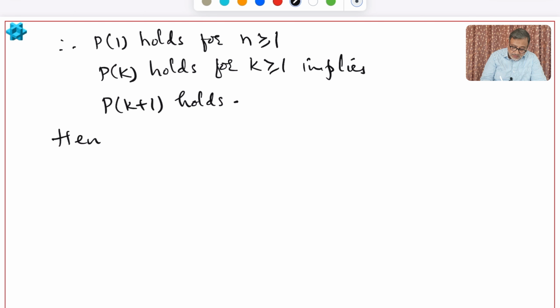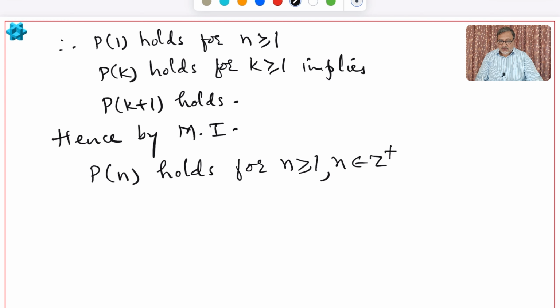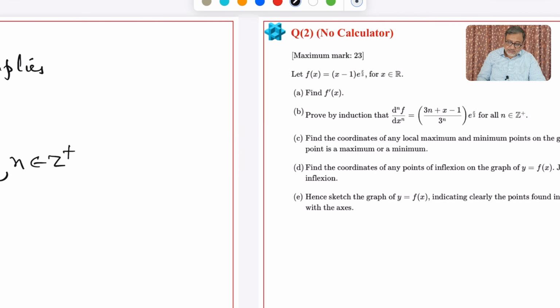Hence, by mathematical induction, P of k plus 1 holds. So, by this, P of n holds for n greater than or equal to 1, n belongs to Z plus, right? So, like this we have completed the proof of this.